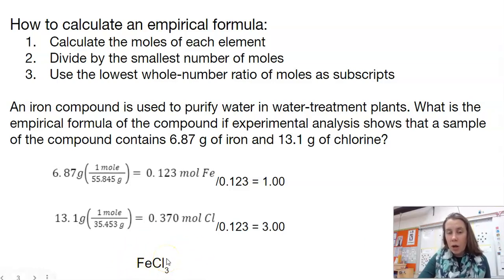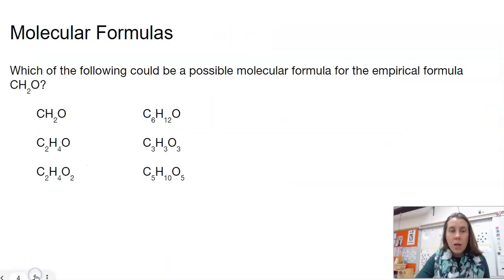Later in the lesson, we'll talk about how you would get a molecular formula if you were given this kind of data. Okay, so molecular formulas. Molecular formulas, like I said, is just before we reduce it, basically. So now we're going to go the other direction, basically. So if we had an empirical formula that was CH2O, which of these could possibly be the molecular formula?